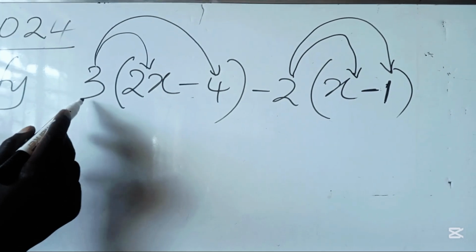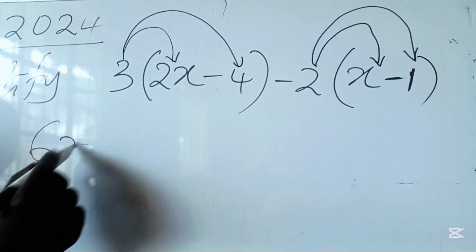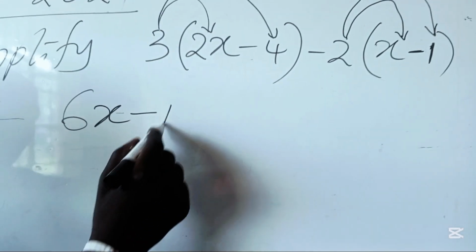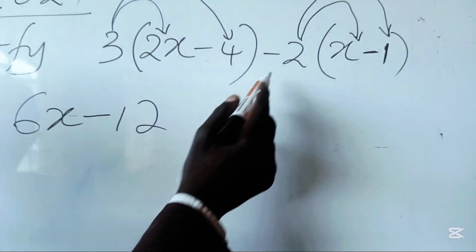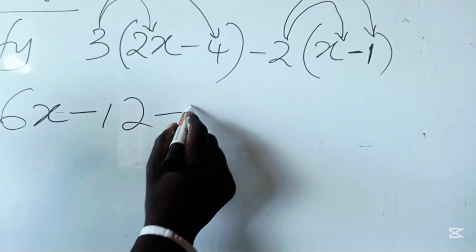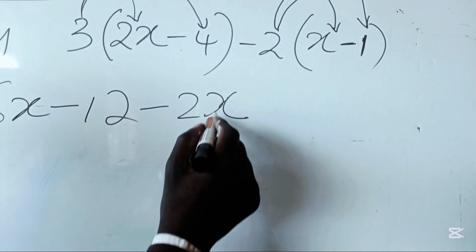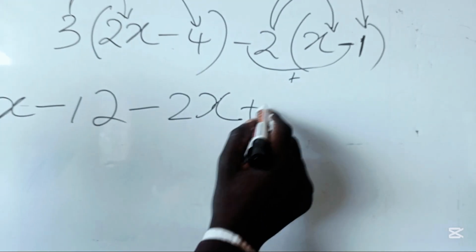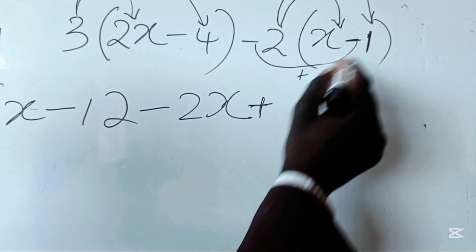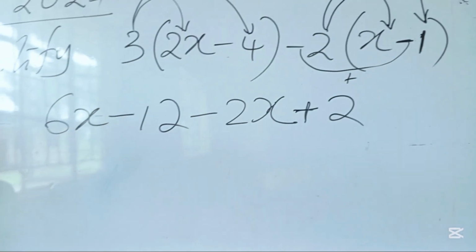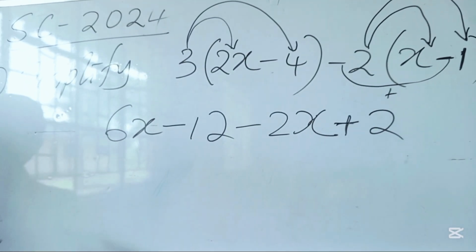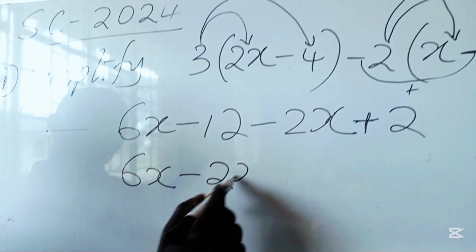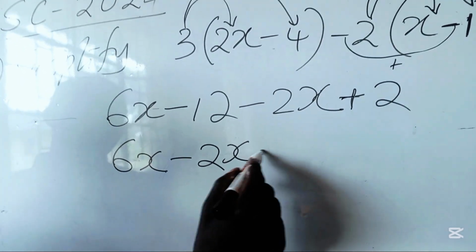So you agree with me that 3 times 2x will be 6x. Then when you multiply 3 times that one, I'll get negative 12. Negative 2 times x, I'll get negative 2x. Negative and negative, I'll get positive, so here I'll get positive 2, and of course 2 times 1 is 2. When you reach there, you put the like terms together. You put 6x, you subtract 2x, I'm putting the like terms together, minus 12.